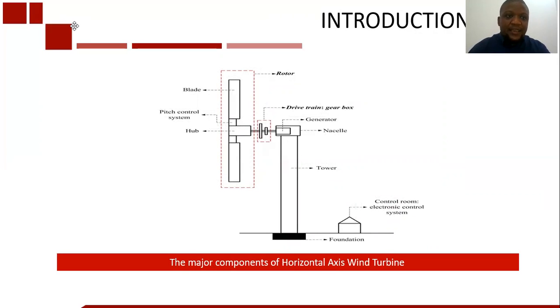Those are the drawings that you see. They show the major components of the horizontal axis wind turbines, which include the blade, pitch control system, the hub, the rotor, the drivetrain gearbox, the generator, the nacelle, tower, and the control room and the electronic control system.